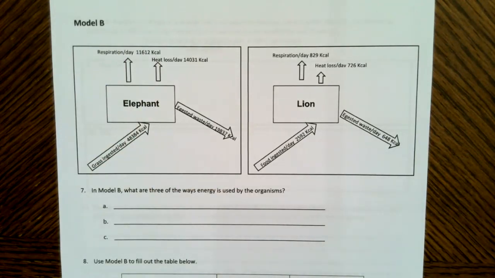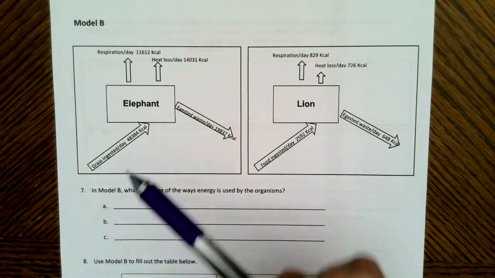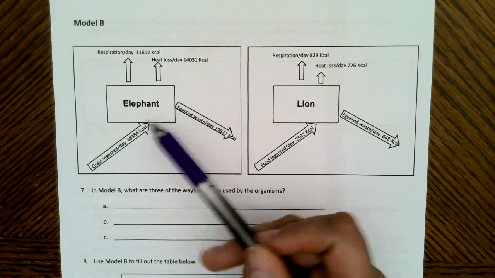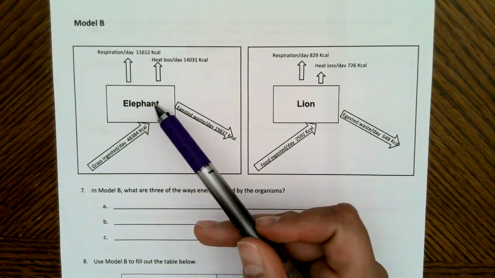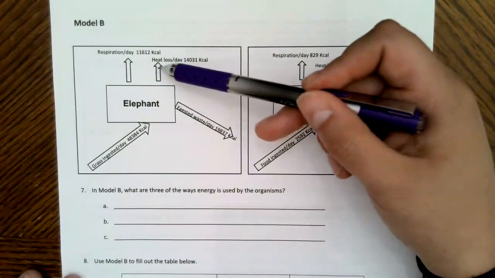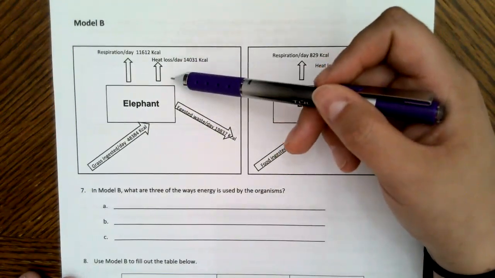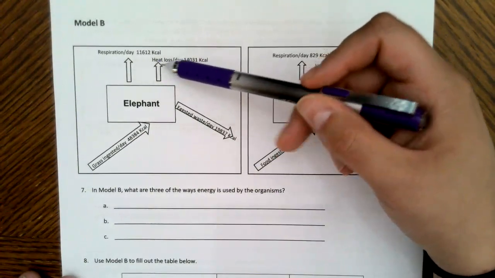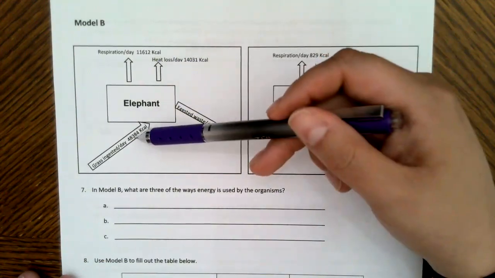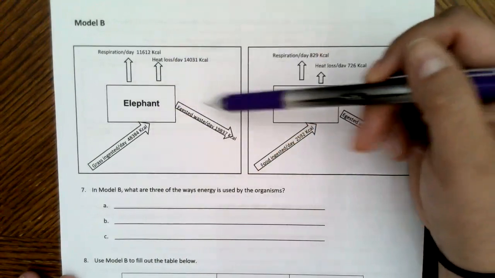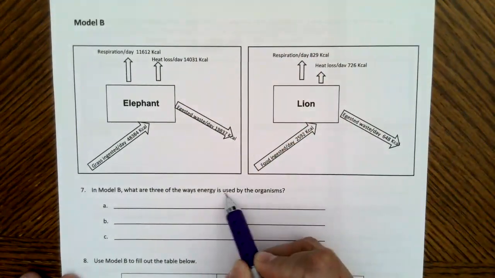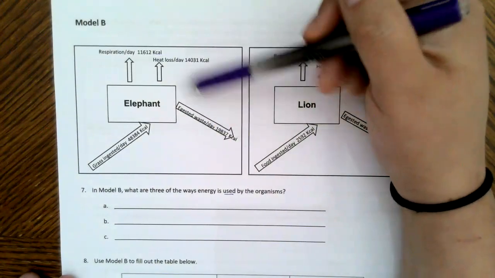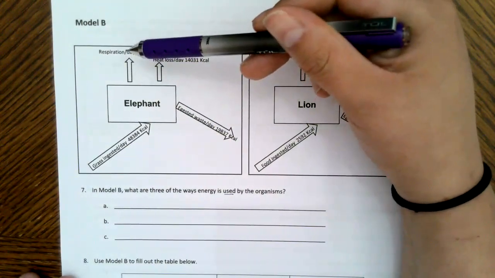But if we go to our first question here, in model B, what are the 3 ways energy is used by the organisms? So let's take a look at those arrows, right? Because we talked about this is what's going into the organism, which in this case is an elephant. And these arrows that are pointing out from the elephant are going to be ways that that energy is used. So do you think we're going to be paying attention to what's going in or what's going out? Is used by, right? So we are going to be looking at these 3 things here. And what are they labeled?